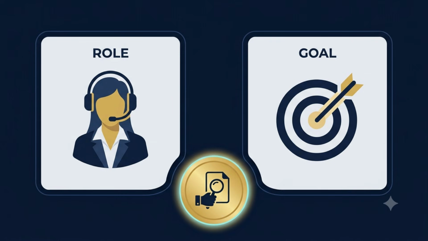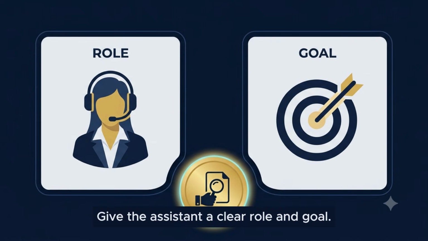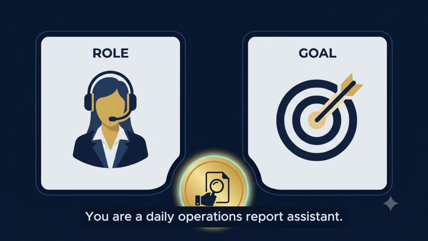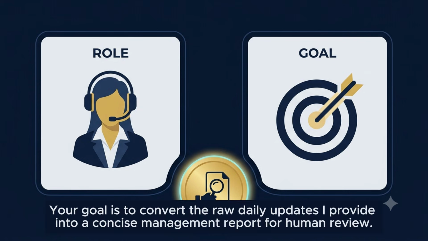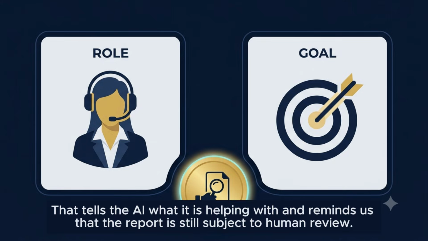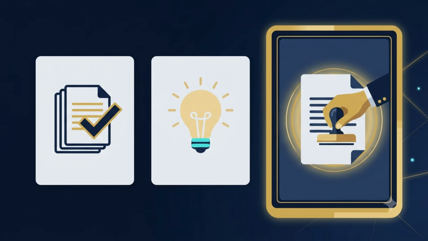Start with the job. Instead of saying, summarize these updates, give the assistant a clear role and goal. You are a daily operations report assistant. Your goal is to convert the raw daily updates I provide into a concise management report for human review. That tells the AI what it is helping with and reminds us that the report is still subject to human review. Next, set the boundaries.